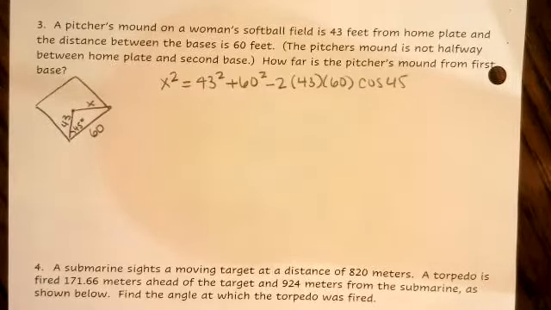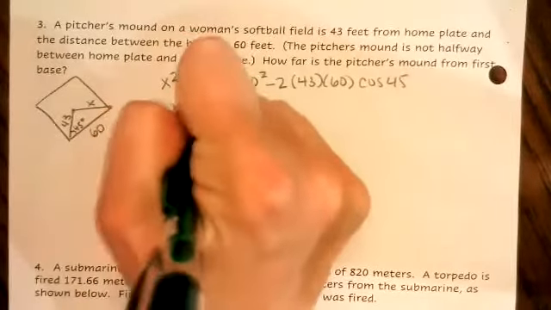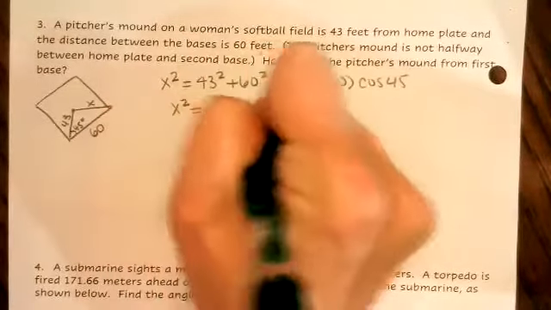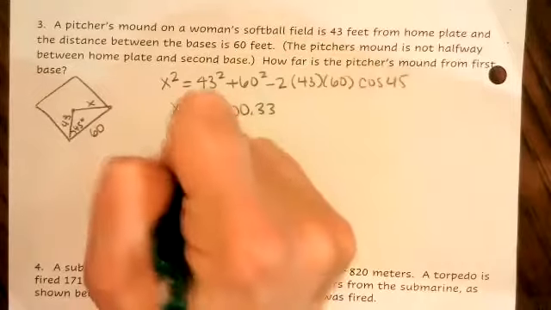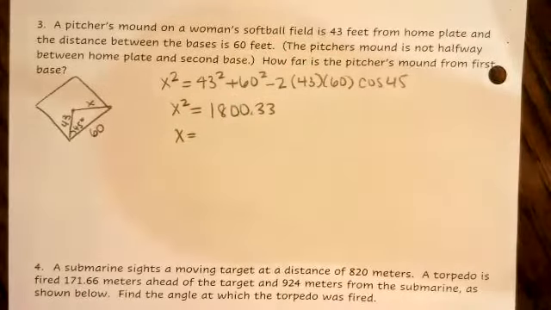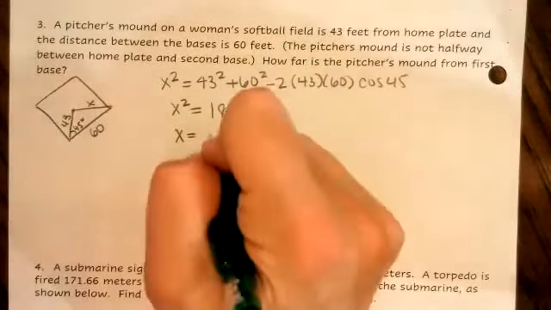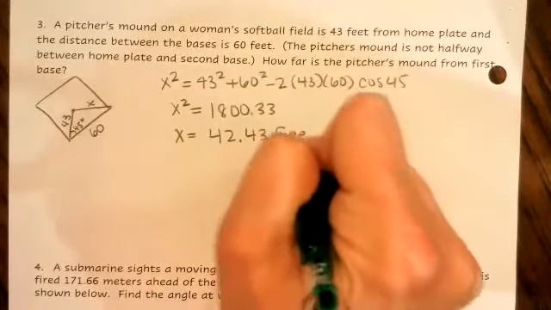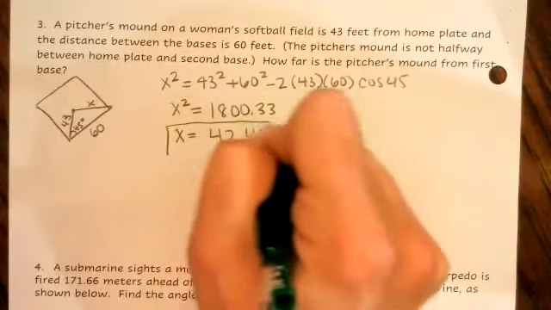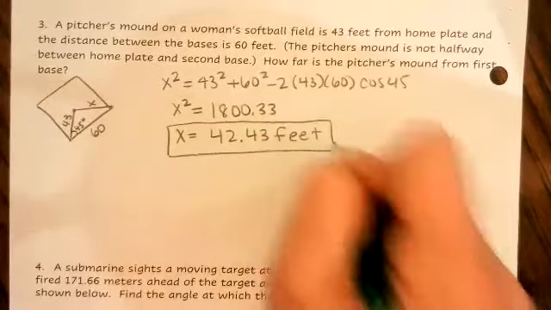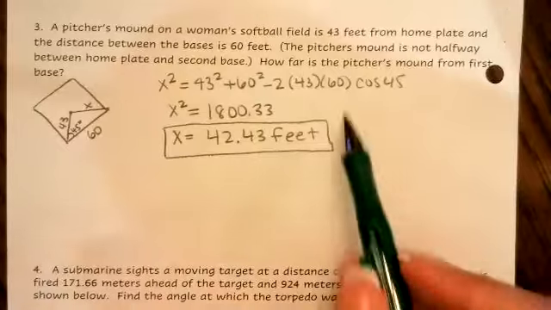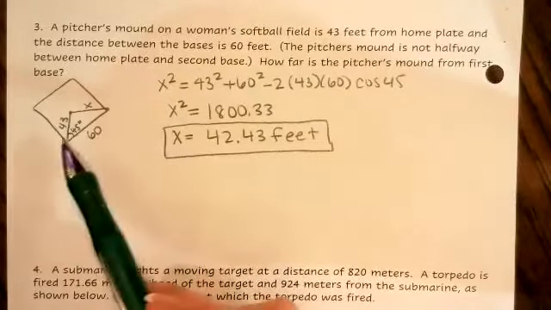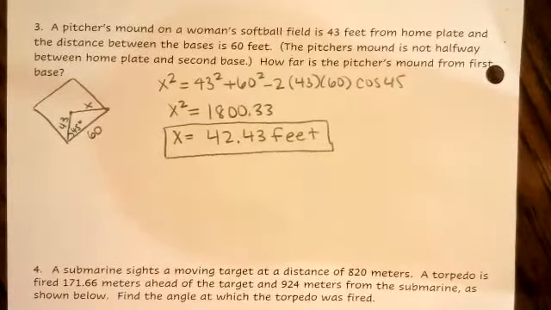I put this into the calculator and I get x squared is equal to 1800.33. And then I take the square root, and that's a rounded number. I remember to take the entire thing. And so that gives us 42.43 feet. So as long as you can get the words from the word problem to draw that picture, you should be able to do it because it's just like the ones that we did on the other side.